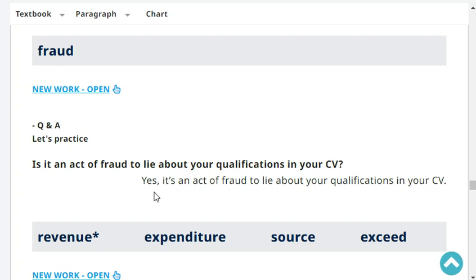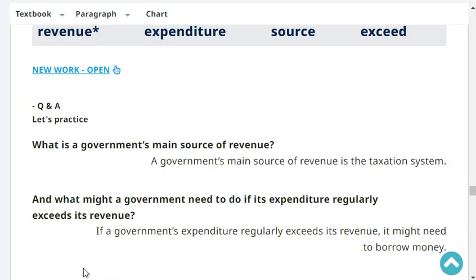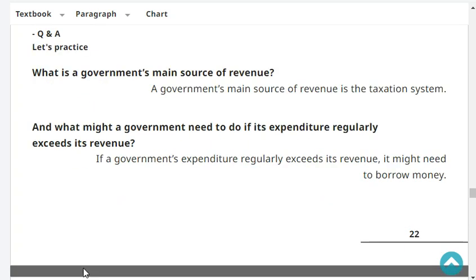Is it an act of fraud to lie about your qualifications in your CV? Yes, it's an act of fraud to lie about your qualifications in your CV. Very good.